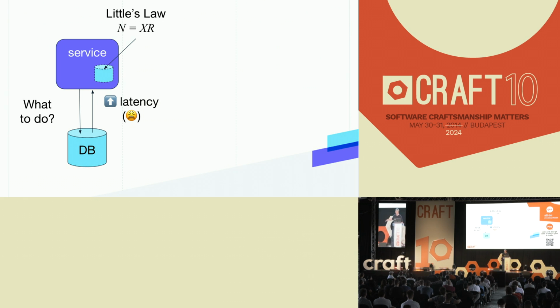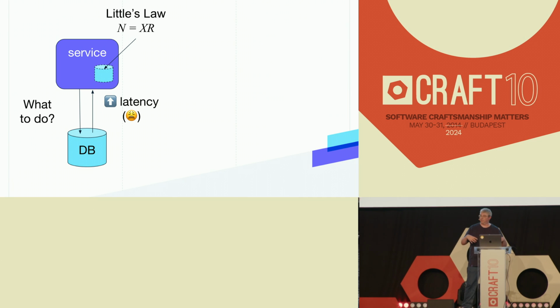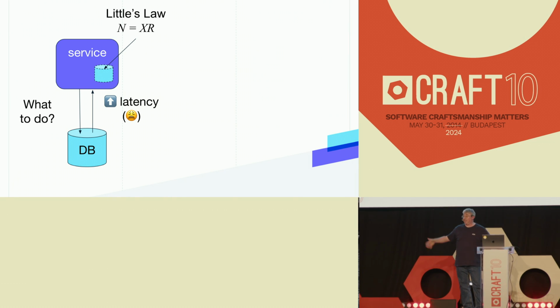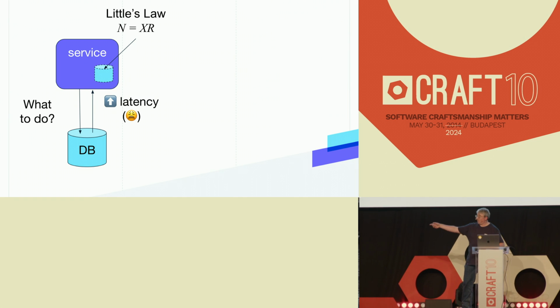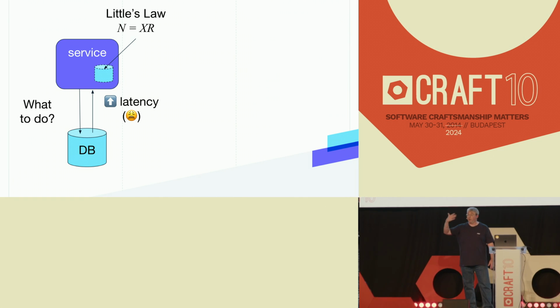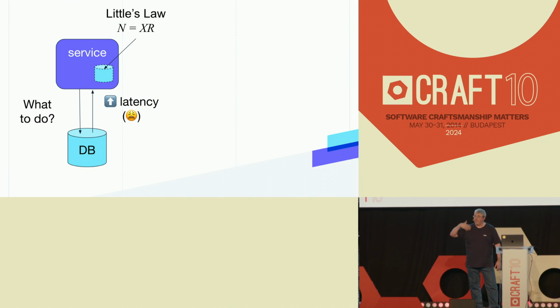This is a relationship where N is the average number of requests that are currently being processed in the system. The way I can think about it is these are requests sitting in my system in some intermediate state of being processed. X is my transaction rate, the average rate at which requests are showing up; these are averages, it's important. And R is the average response time.